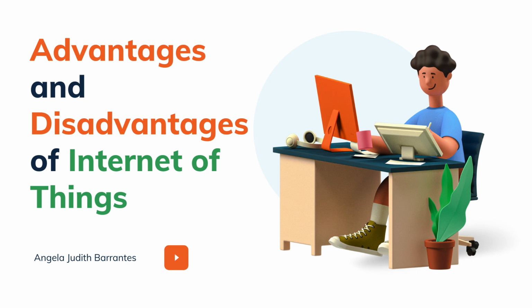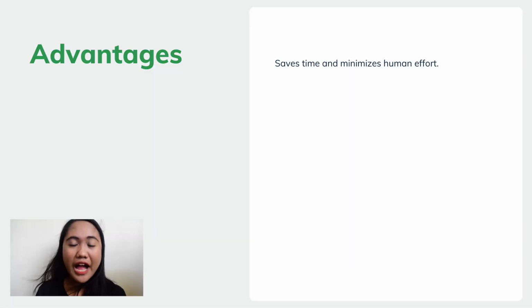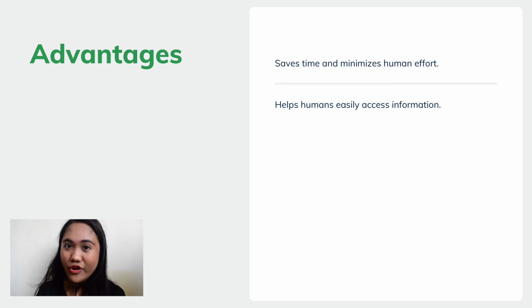Our last subtopic is IoT's advantages and disadvantages. Let's first talk about its advantages. IoT saves us a lot of time and minimizes human effort through automation. IoT devices are connected and can communicate with one another to perform tasks without the need for human intervention. Next, it helps us easily access the information we are looking for, even if we are far away from the actual location, because this information is being updated frequently in real time.